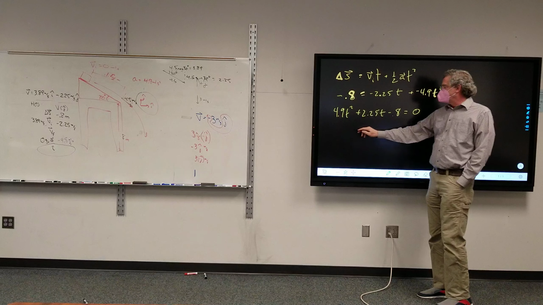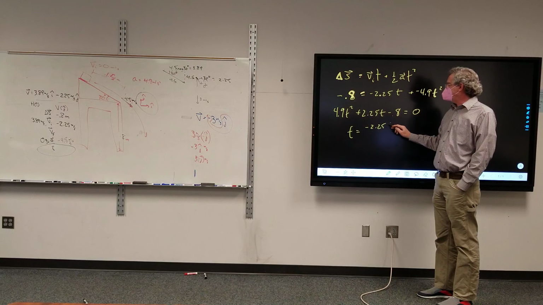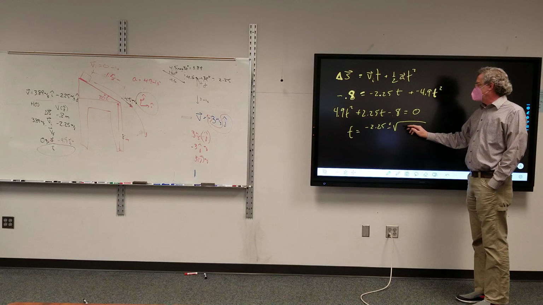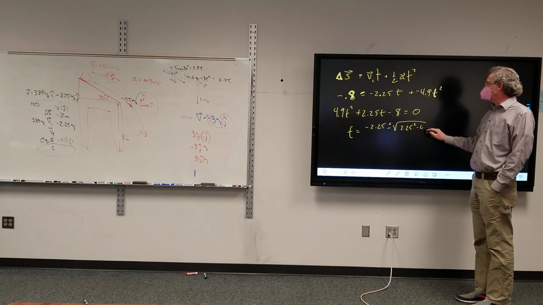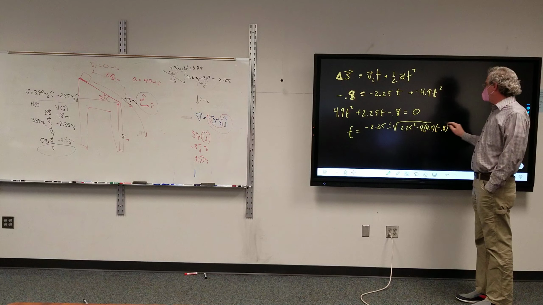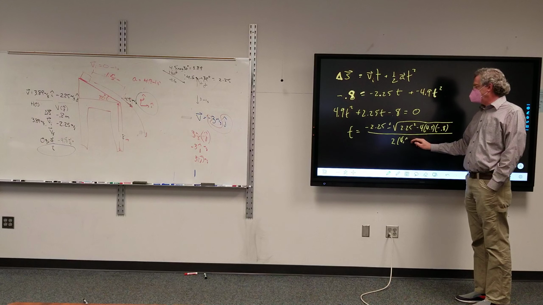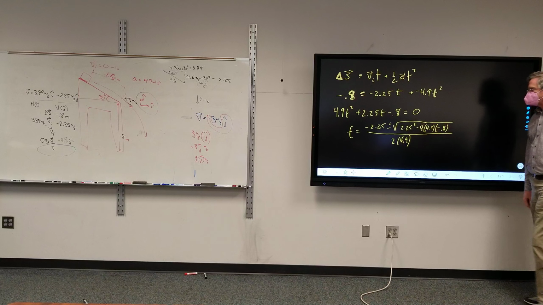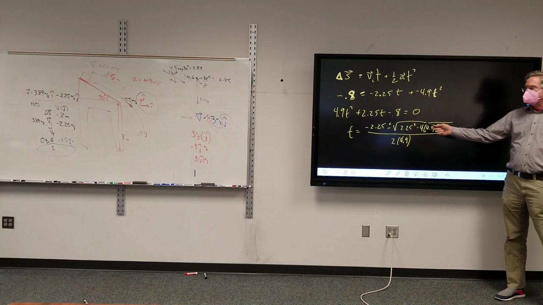So t equals negative 2.25 plus or minus the square root of 2.25 squared minus 4 times 4.9 times negative 0.8, divided by 2 times 4.9. If somebody would tell me the discriminant here, the part under the radical first.